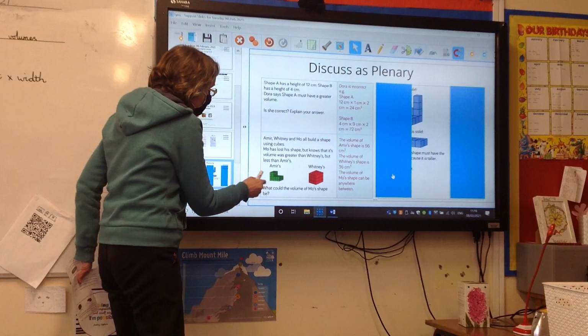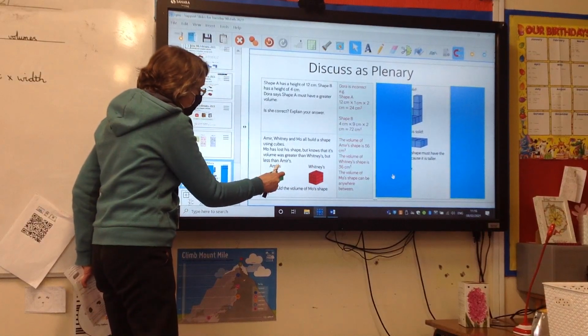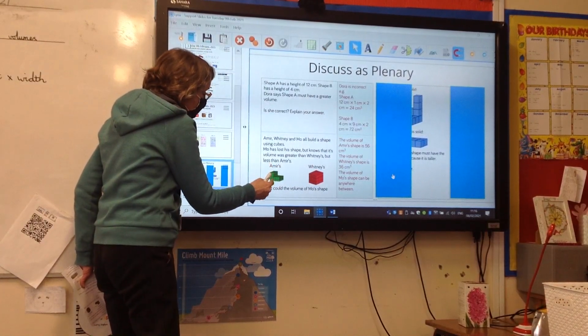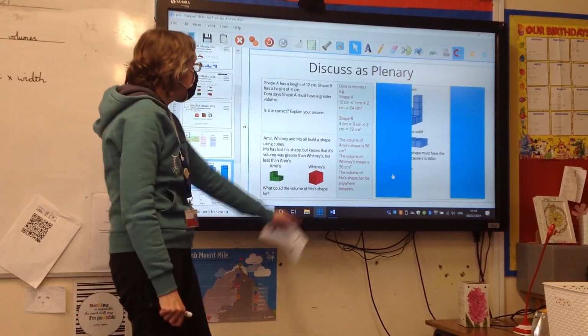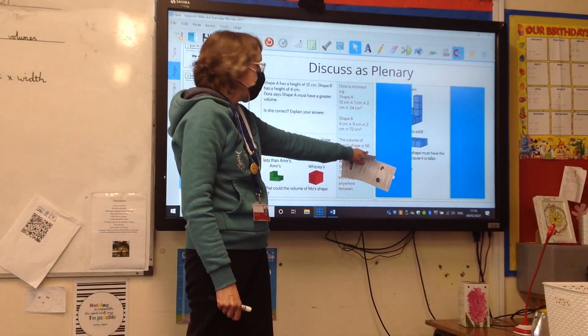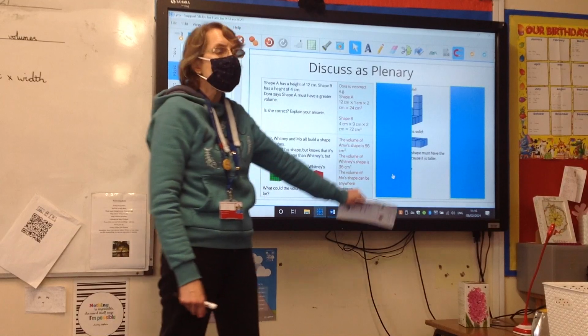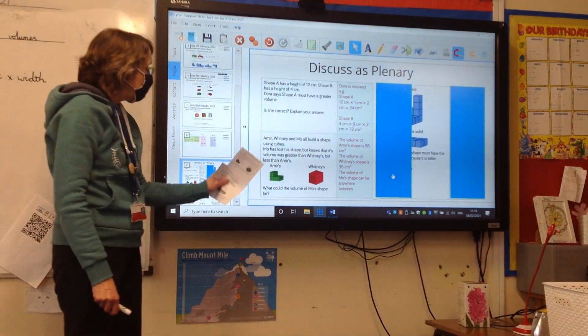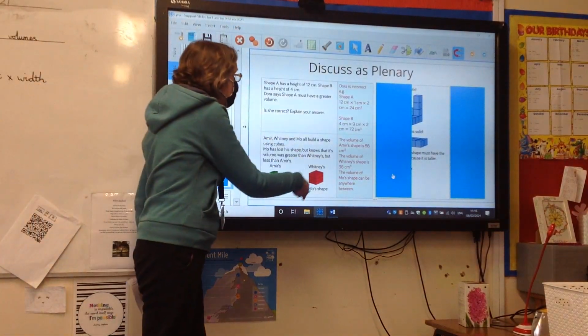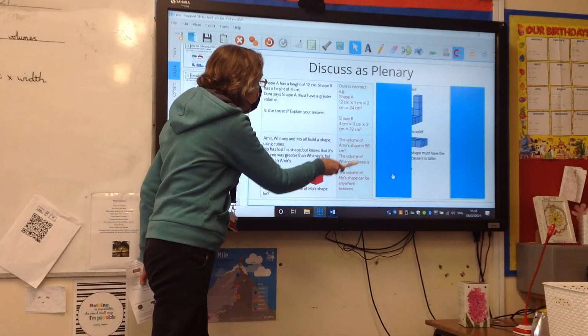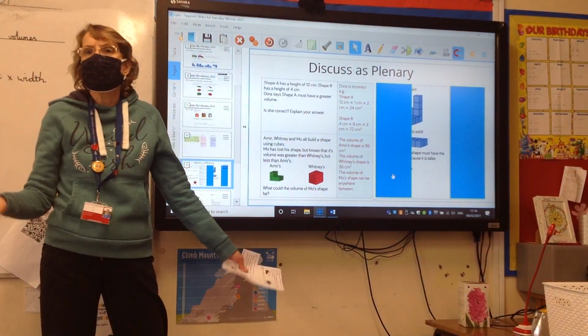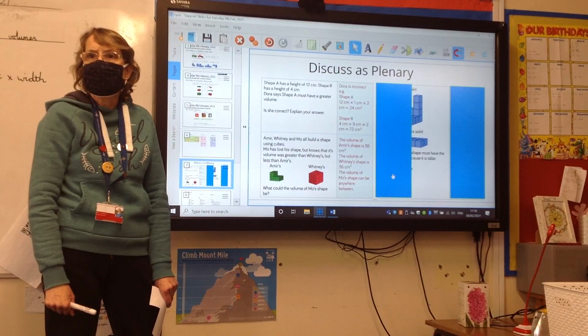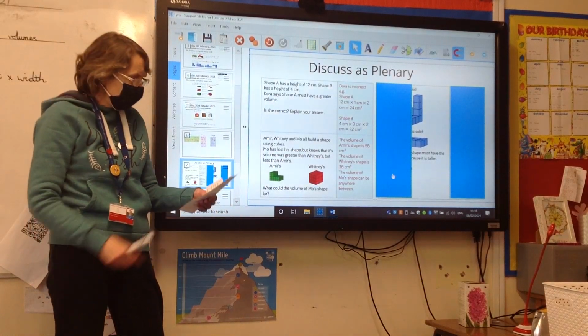You could count the cubes, or you could divide them into two shapes, one that shape, and then that shape, and then add them together. But the volume is going to be 56 centimetres cubed. So Mo's shape would be somewhere between 36 and 56. So it can be any number between 36 and 56. Does everybody understand that? Yes.